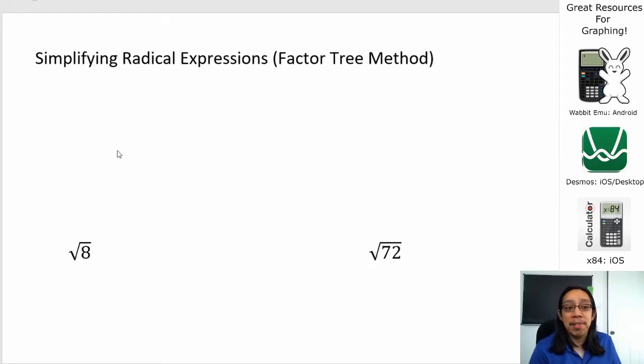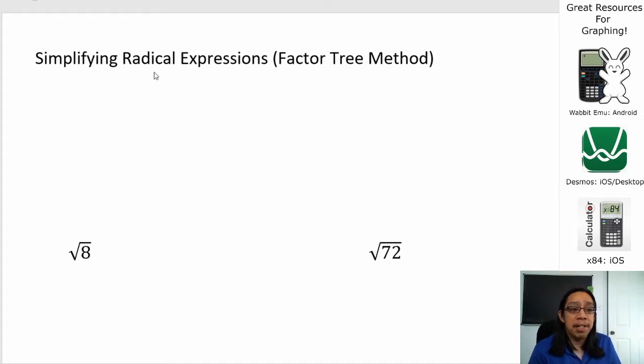In this video we're going to be talking about simplifying radical expressions using the factor tree method. Now there will be another video about how to simplify radical expressions using the perfect square method, so if you don't like using the method presented in this video, I will present another way that you could do these problems. But let's go ahead and get started.